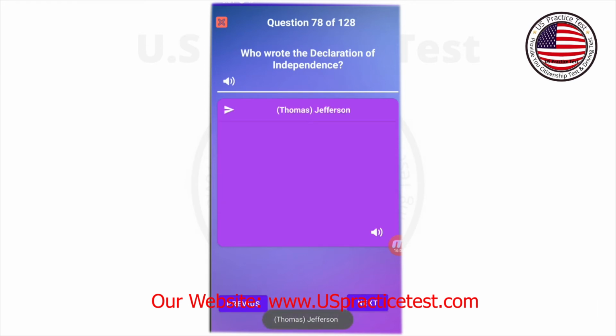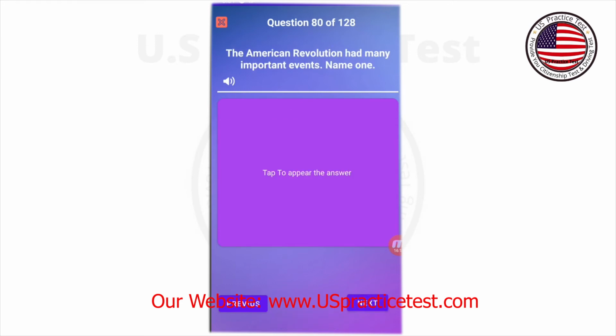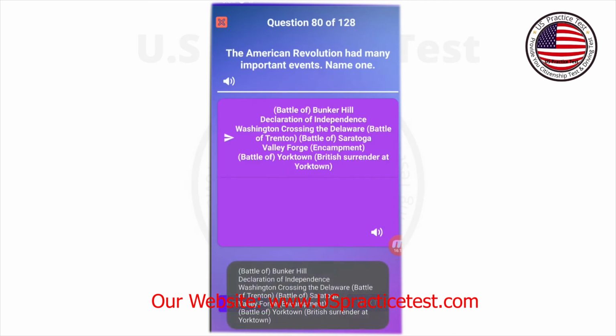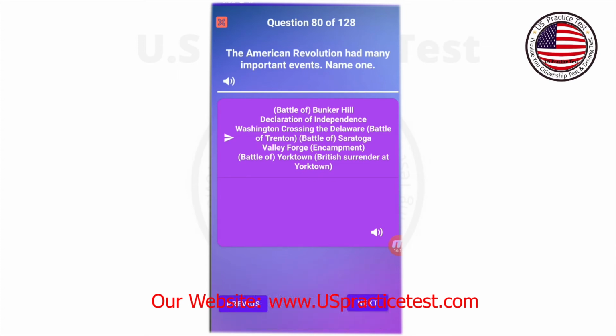Who wrote the Declaration of Independence? Thomas Jefferson. When was the Declaration of Independence adopted? July 4, 1776. The American Revolution had many important events. Name one. Battle of Bunker Hill. Declaration of Independence. Washington crossing the Delaware, Battle of Trenton, Battle of Saratoga. Valley Forge encampment. Battle of Yorktown, British surrender at Yorktown.